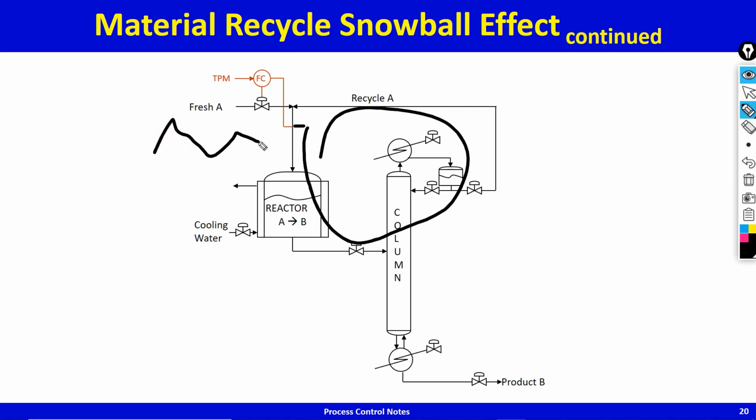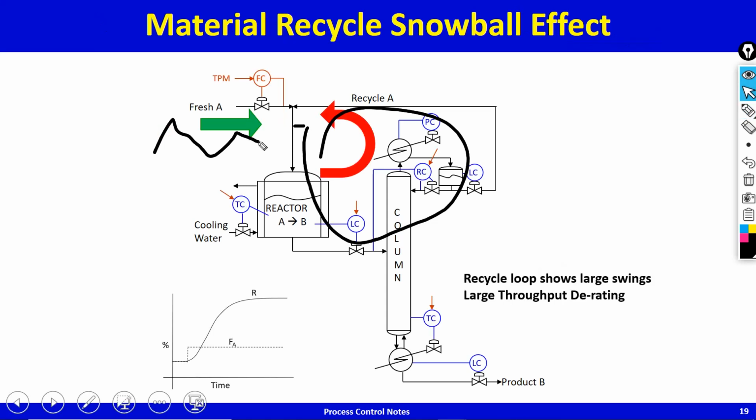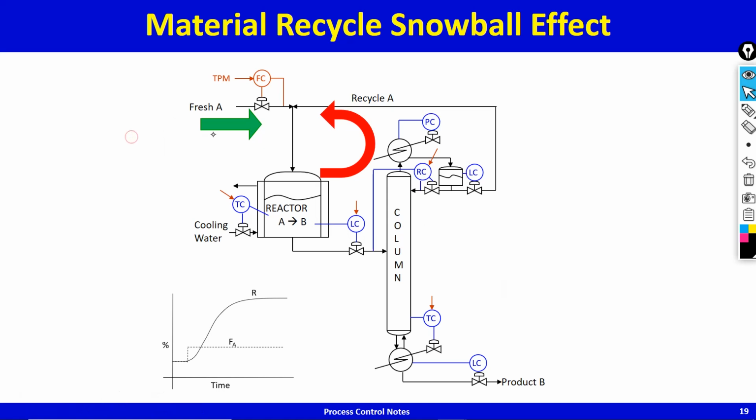On the other hand, if you looked at the previous, in this case, this flow control. In this case, the fresh feed is fixed. Recycle flow or total flow to the reactor is going all over the place. It's showing large swings. Okay.